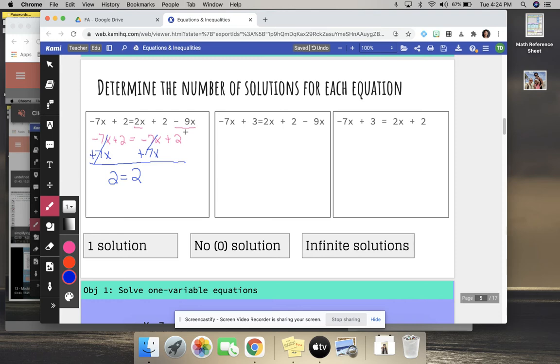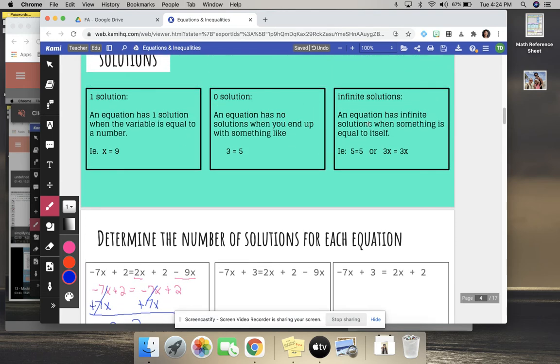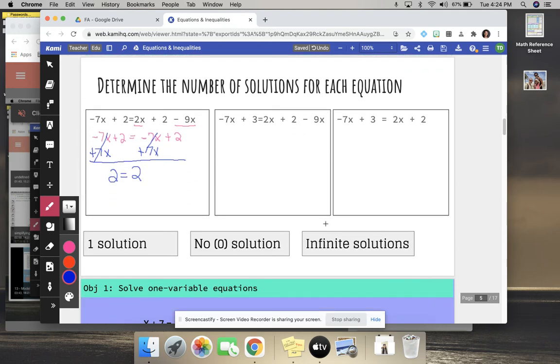So when something is equal to itself, I look up here, it's equal to itself, so it has infinite solutions. All right, and if I was in my slide deck, I would be able to drag this over to infinite solutions.